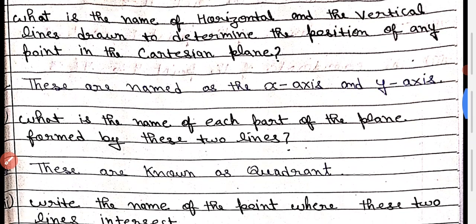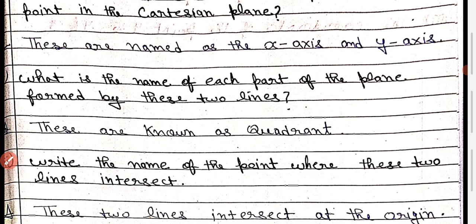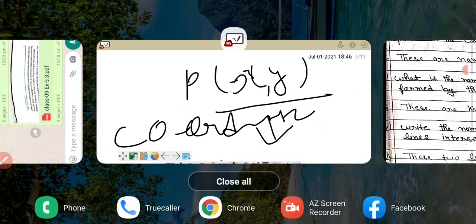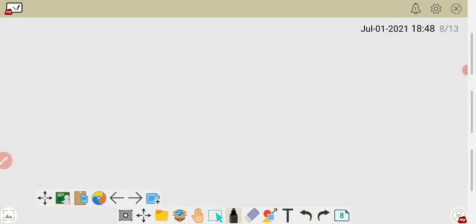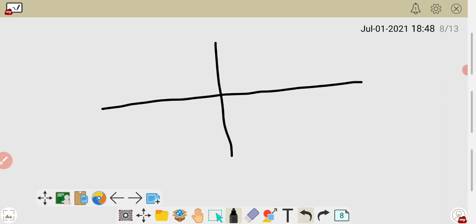Now come to the second question. What is the name of each part of the plane formed by these two lines? Let me revise from the previous classes. When you draw these two lines, the plane divides into four parts: first, second, third, and fourth.